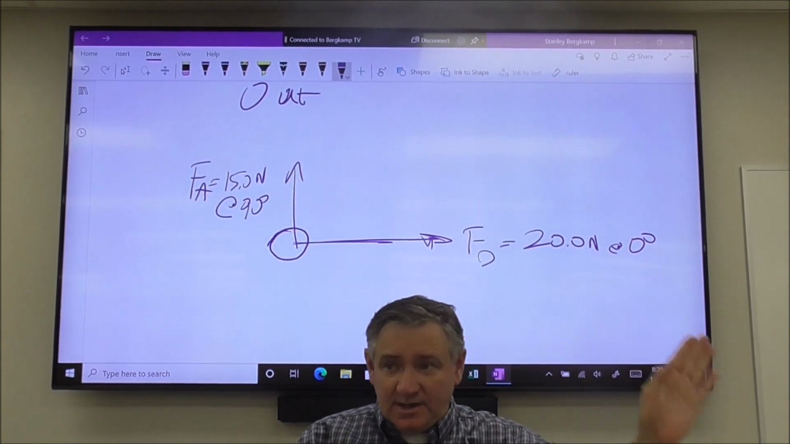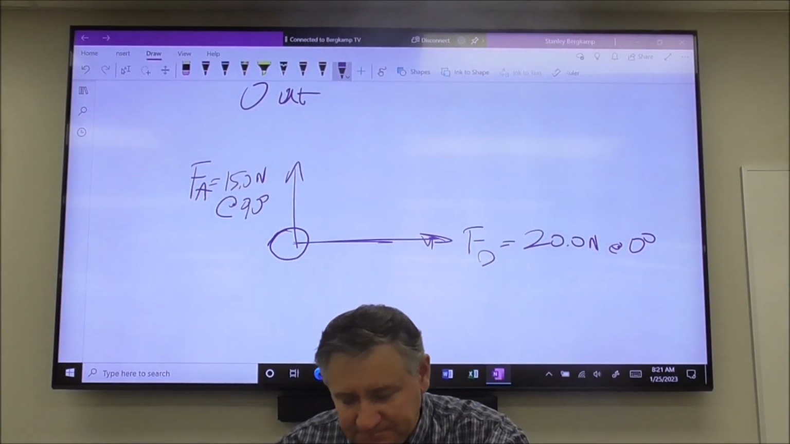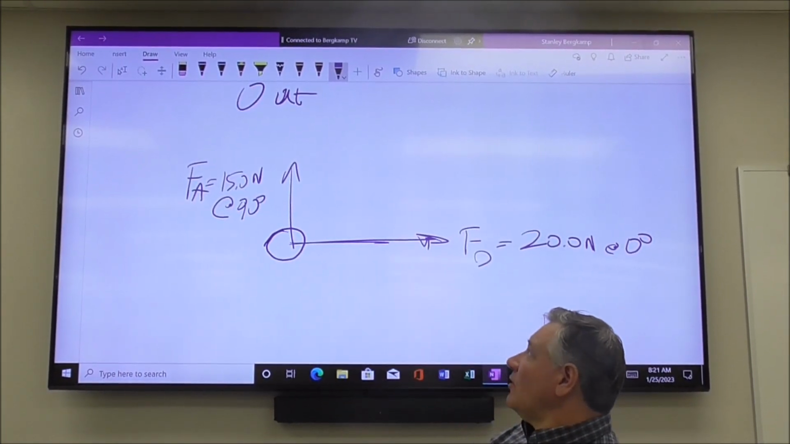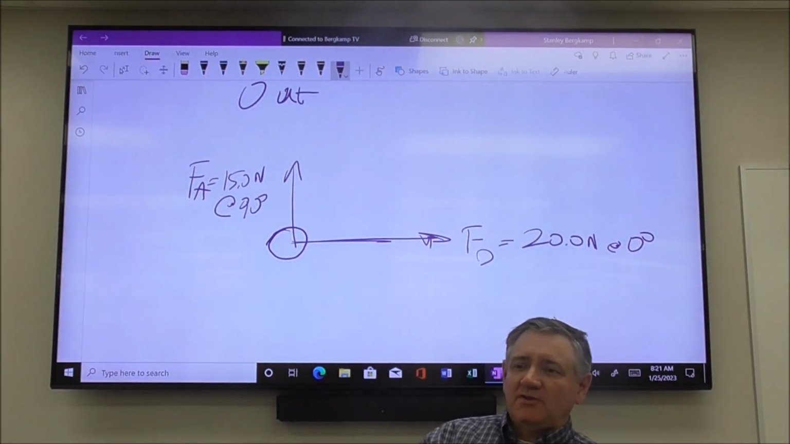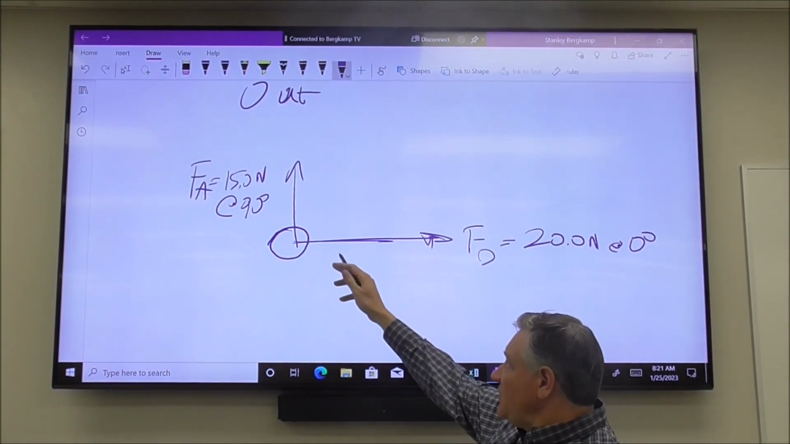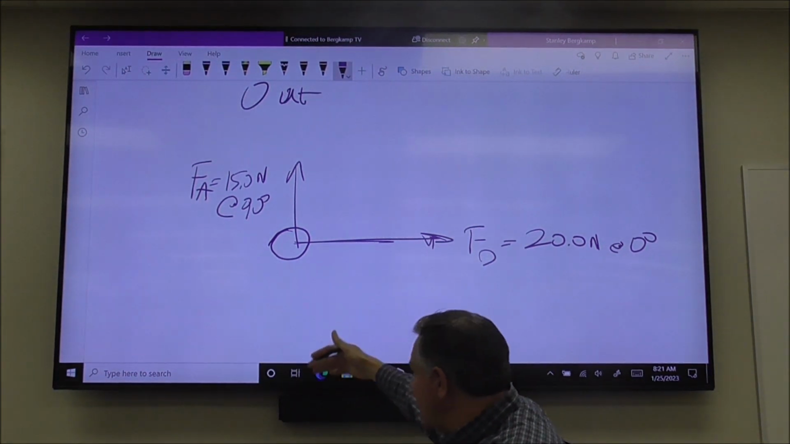Now, before you do anything, okay, Jaden, where is the ball going to go, roughly? Is it going to go between them? Is it going to go to the left? Is it going to go down? Where's it going to go?